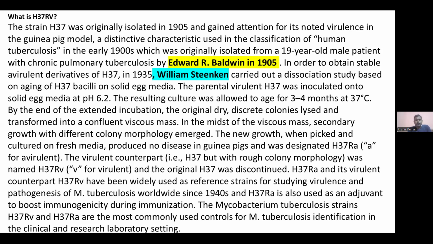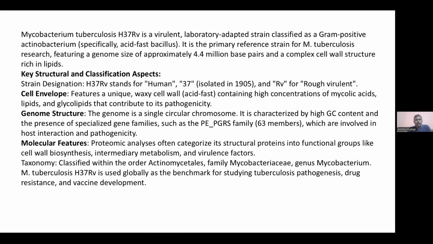So coming to the next slide. Mycobacterium tuberculosis H37Rv is a virulent laboratory-adapted strain classified as a gram-positive actinobacterium, specifically acid-fast bacilli. It is the primary reference strain for Mycobacterium tuberculosis research, featuring a genome size of approximately 4.4 million base pairs and a complex cell wall structure rich in lipids. Key structural and classification aspects. Strain designation: H37Rv stands for human 37, isolated in 1905, and Rv for rough virulent.